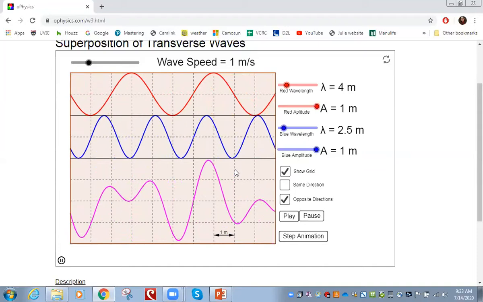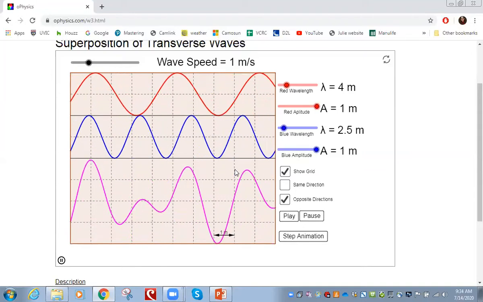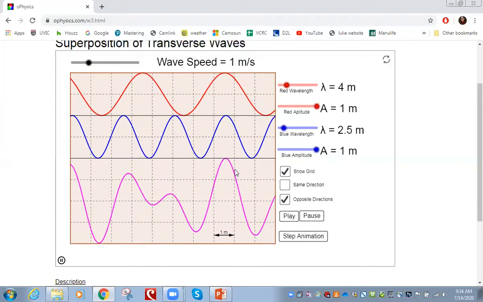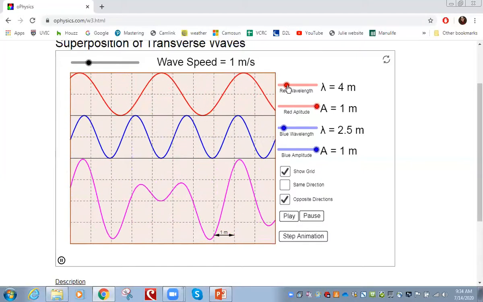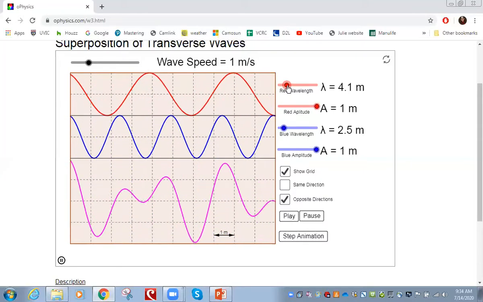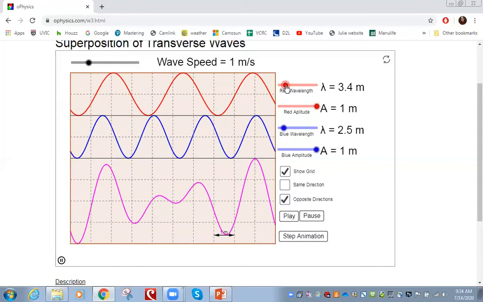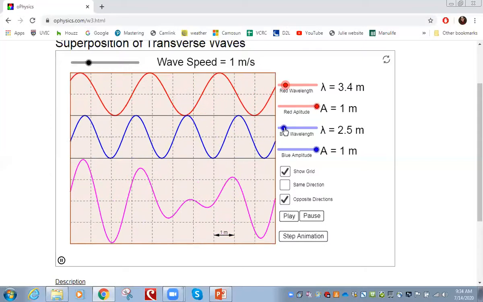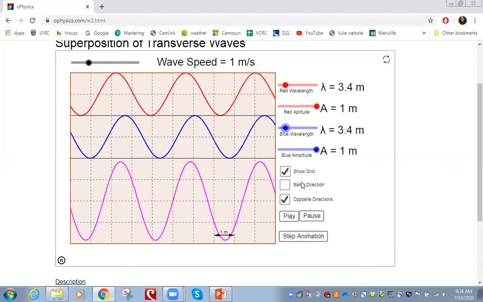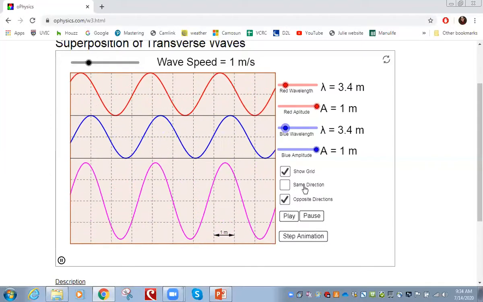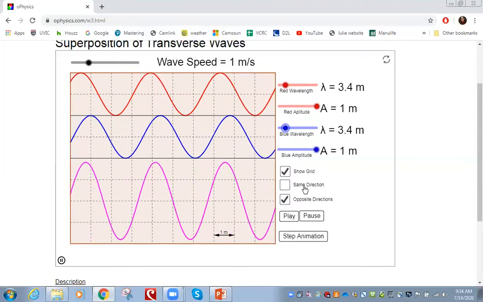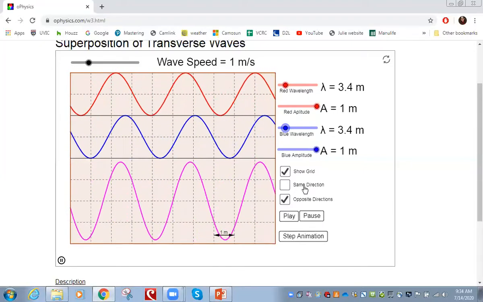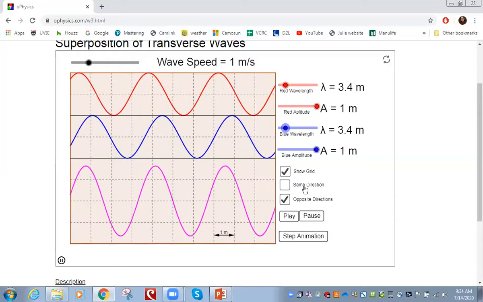Now, what we want to do is try to make the purple pattern remain as a stationary pattern called a standing wave. And the way we do that is to adjust the wavelengths so that they are equal. If I move the blue one to be the same as the red one, you'll notice that now it doesn't look like the purple wave is traveling across the screen. It looks like that purple wave is simply oscillating back and forth.